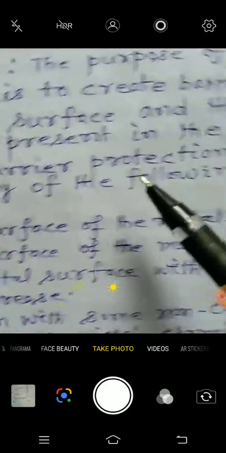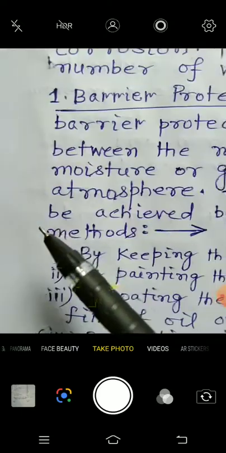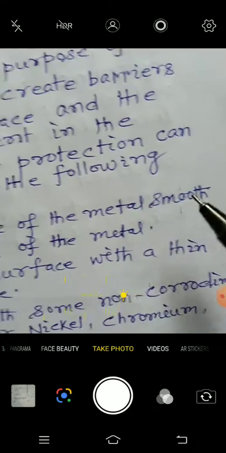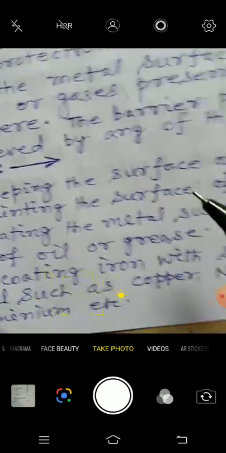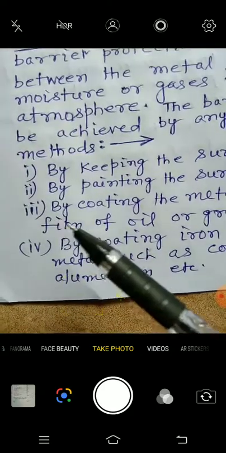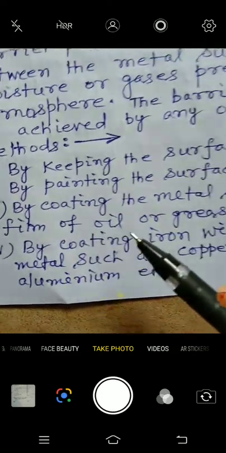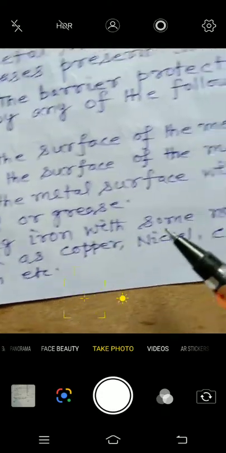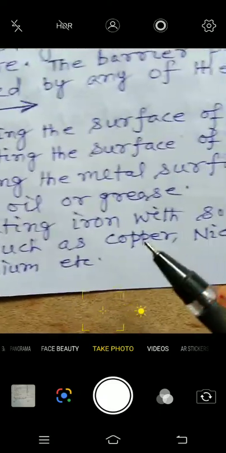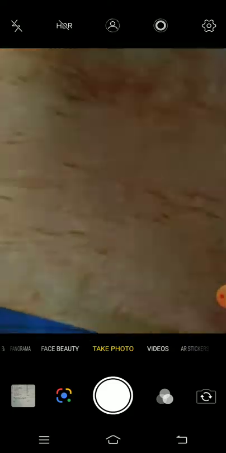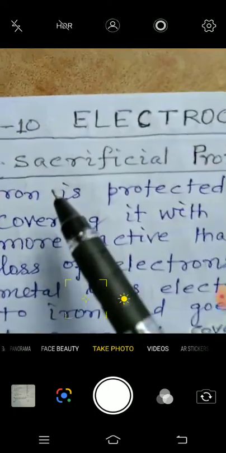The barrier protection can be achieved by any of the following methods: by keeping the surface of the metal smooth, by painting the surface of the metal, by coating the metal surface with a thin film of oil or grease, by coating iron with some non-corroding metals such as copper, nickel, chromium, aluminum, etc.